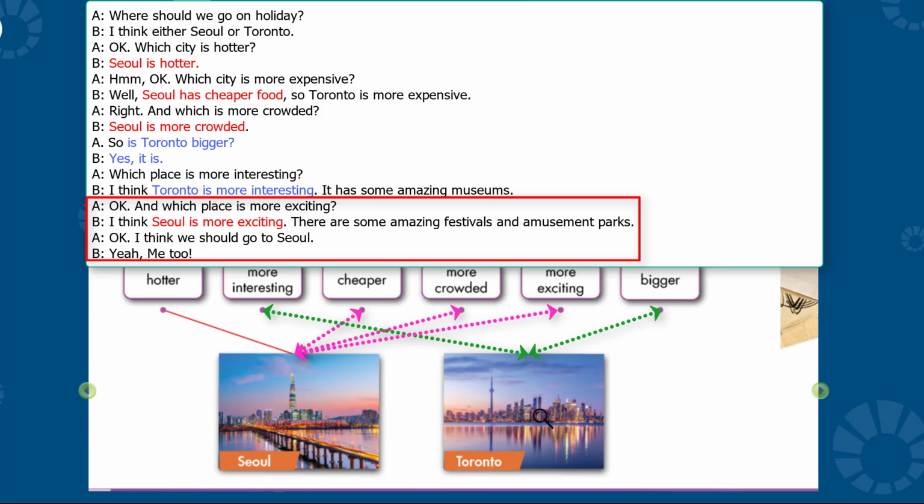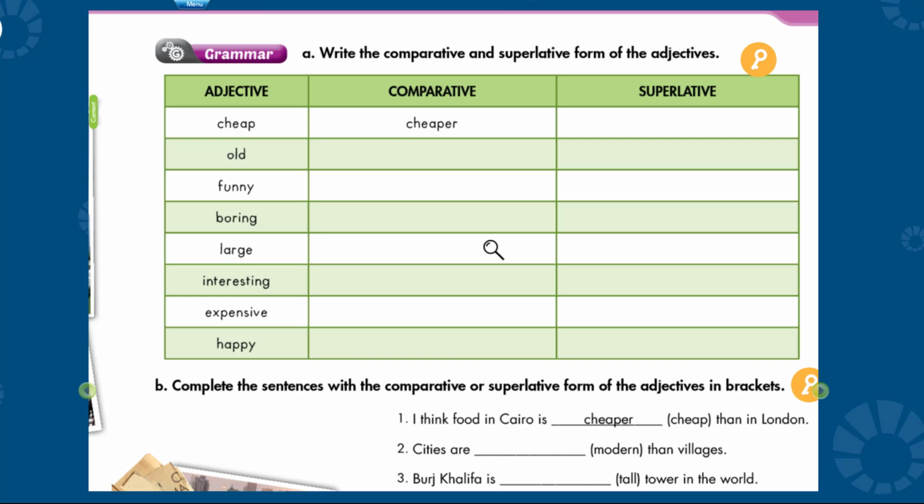Right? Very good. Okay, now let's move on. The next part is grammar. Bây giờ chúng ta sẽ cùng nhau di chuyển qua phần ngữ pháp nha. A. Write the comparative and superlative form of the adjective. Trong phần này thì chúng ta sẽ cùng nhau viết cái dạng so sánh hơn và dạng so sánh nhất cho những tính từ bên dưới nha.